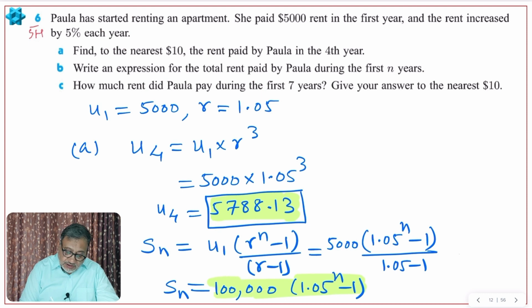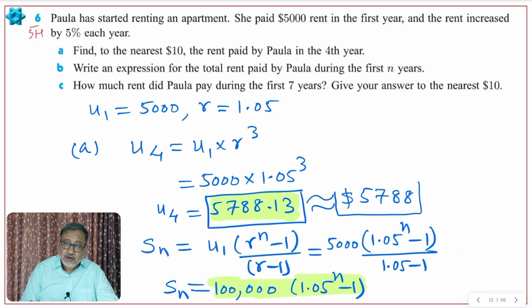Now the next part said, how much rent did Paula pay during the first 7 years? First 7 years means S7 we have to find. Give your answer to the nearest 10. Okay. This one, U4 also, nearest 10 they said. Sorry. So I should write this. $5788 is the nearest $10, right? Not the nearest $10. Nearest $10 will be 90, right? 88. So 90. Sorry for that.